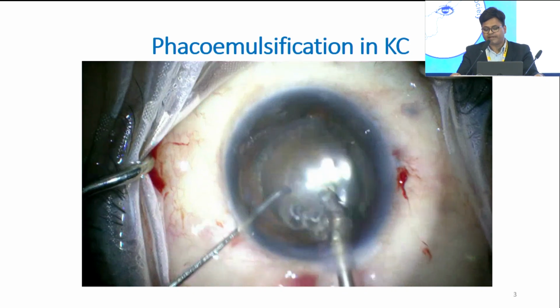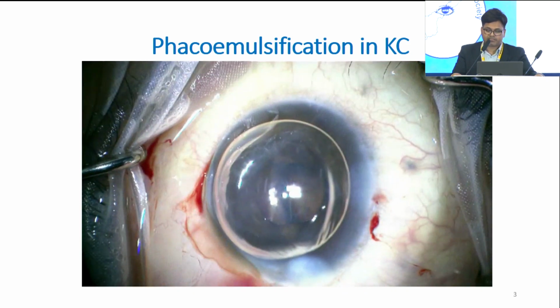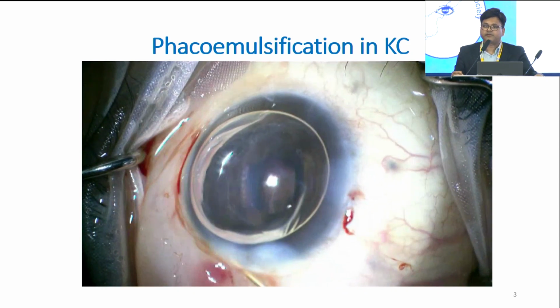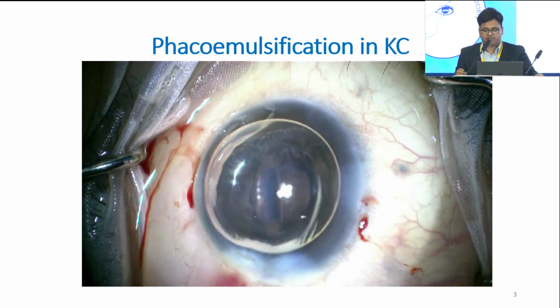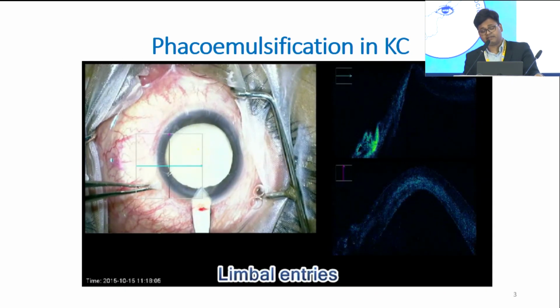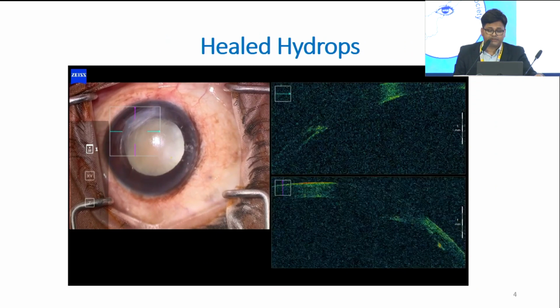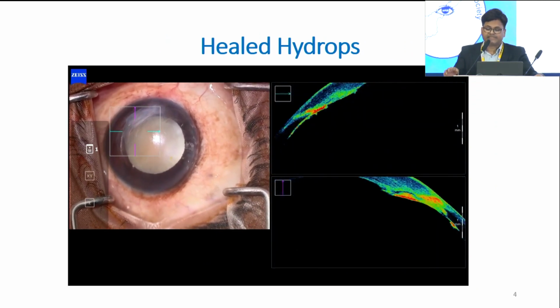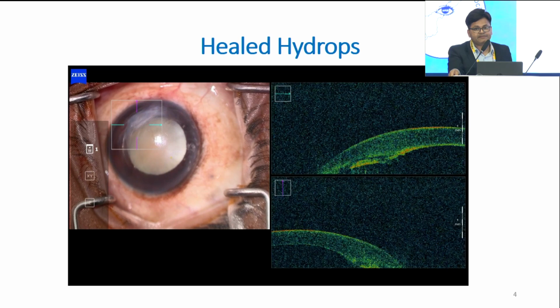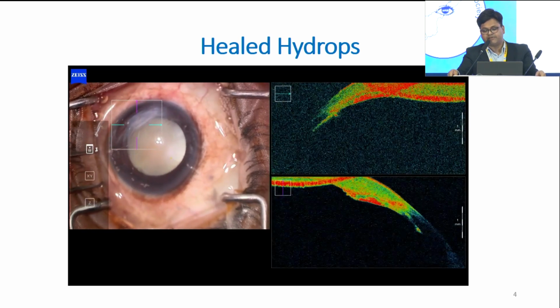So these are the few practical tips one should remember while using this. And personally, I would always prefer to put a suture. However, if you feel that your wound is healed, it's self closing, then it may not be required at all. So this is a case of keratoconus with PMCD, with hydrops, with a little bit of corneal scar.